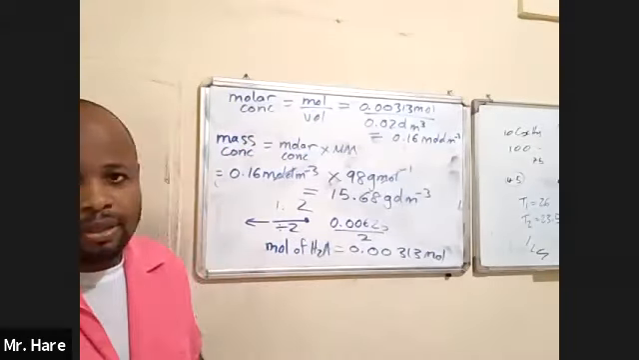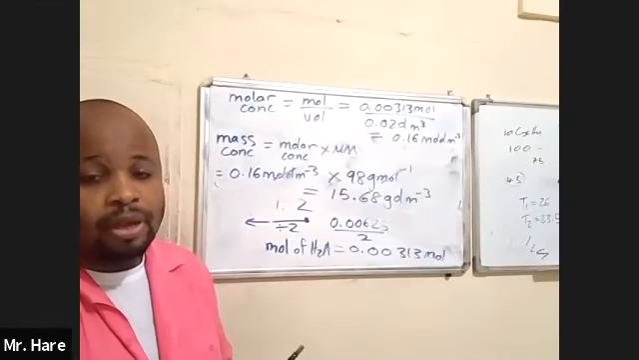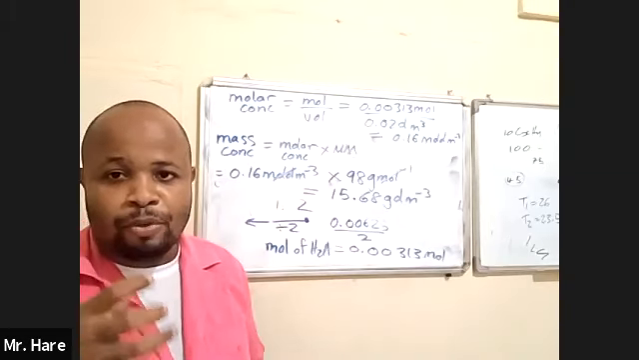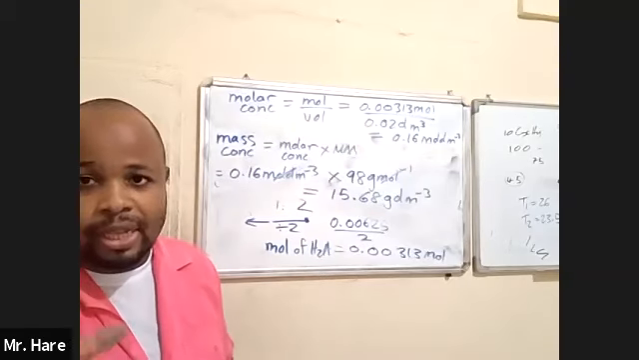Okay, thank you. Yeah, ma'am. That's where you add, for example, 5 centimeters of the acid to the base, right? And remember, you don't use a conical flask. You use a styrofoam cup because you want to minimize heat loss.